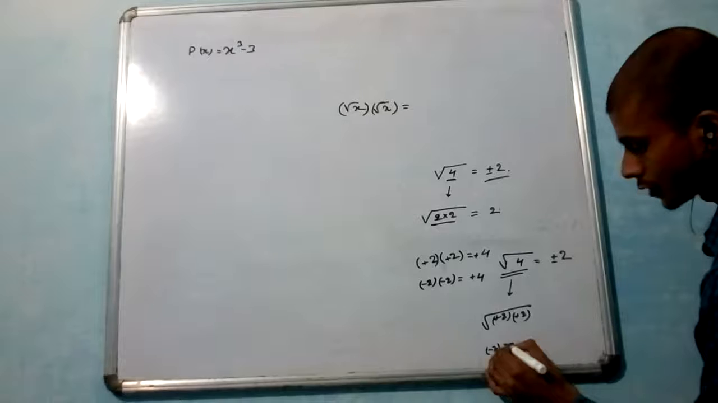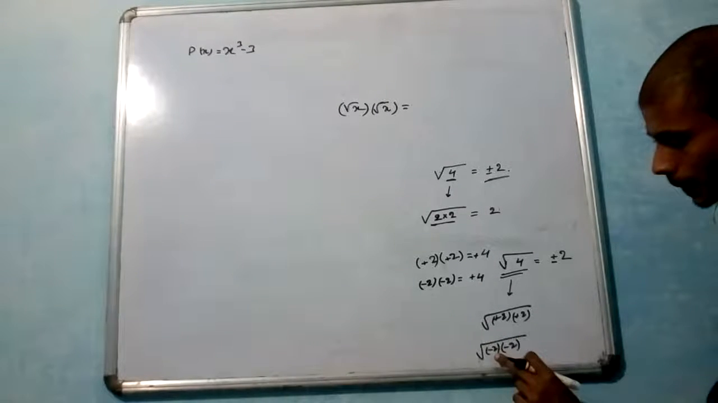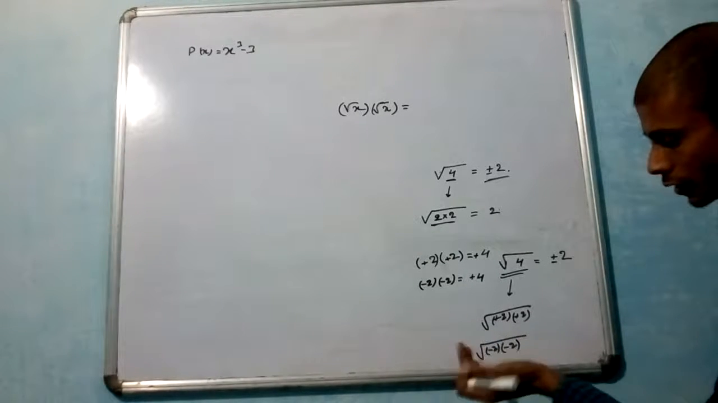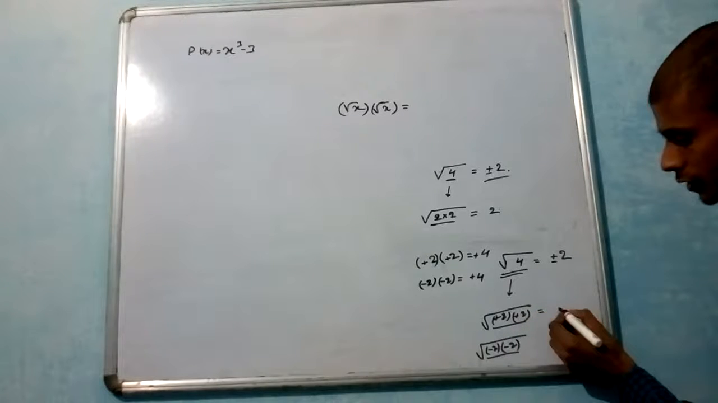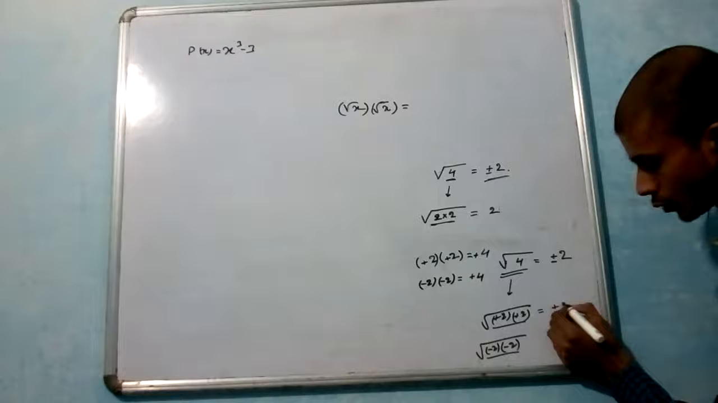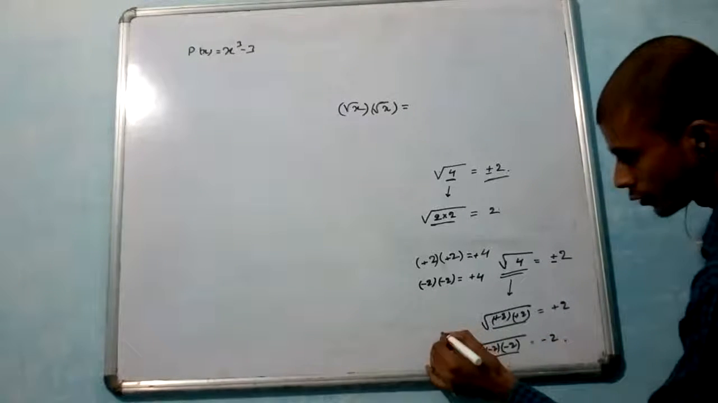And to get out of this square root, we have to take one out of each pair. Here also this pair, here also this pair. So for this it will be plus 2, and for this it will be minus 2. And that is why this was only root 4, this was also root 4.